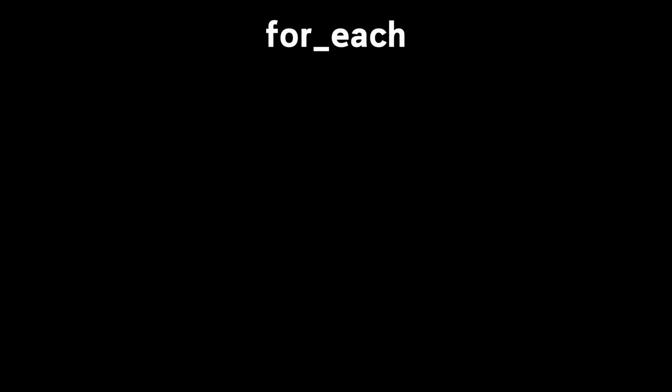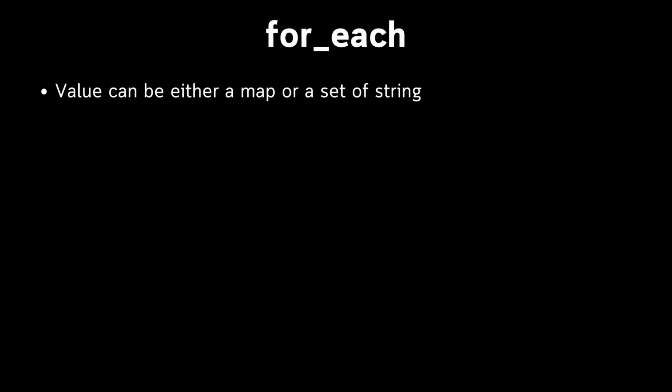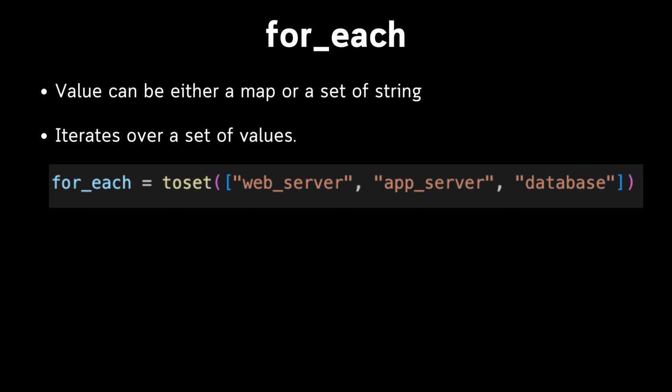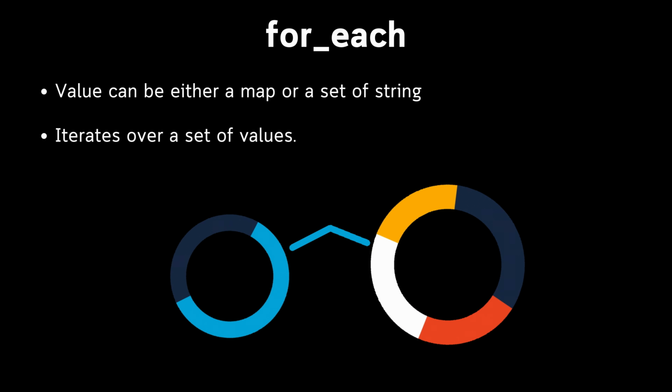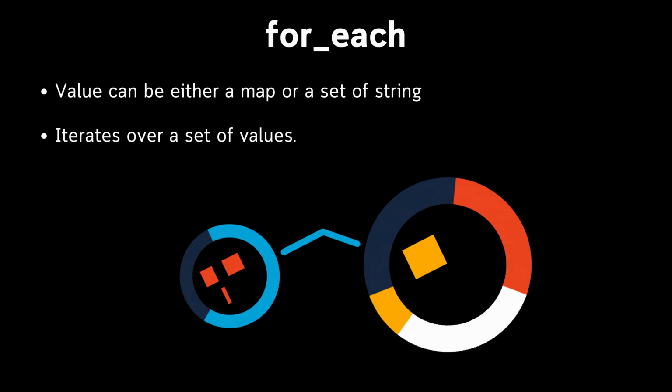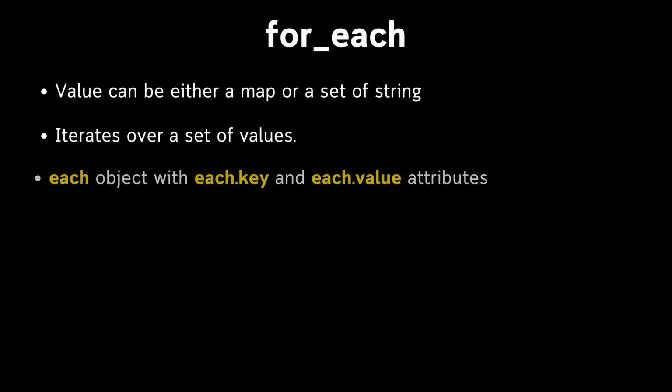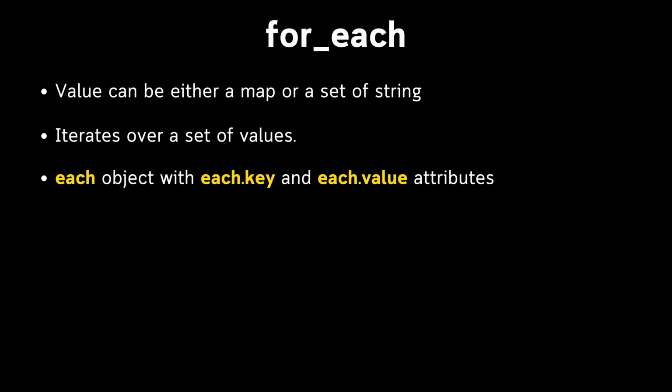Another powerful way to create multiple resource instances is by using the for_each meta argument. It works by accepting either a map or a set of strings as its value. Terraform then iterates through that collection, which is a map or set of strings, and creates a resource instance for each element within that collection. for_each is especially useful when you need to create resources based on a dynamic set of values. When you use for_each, you get access to an additional each object with 2 attributes, each.key and each.value.